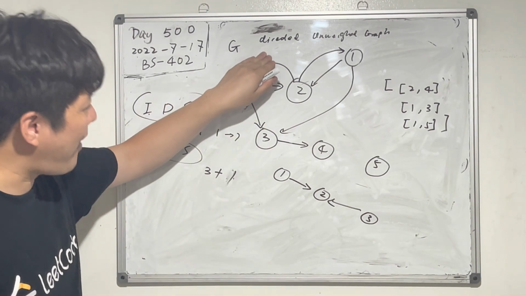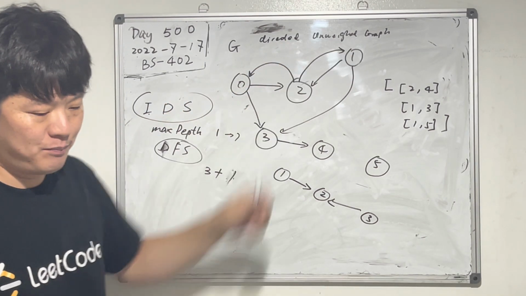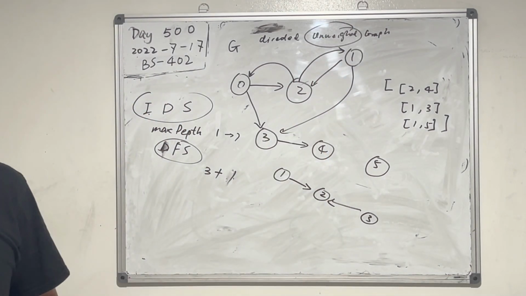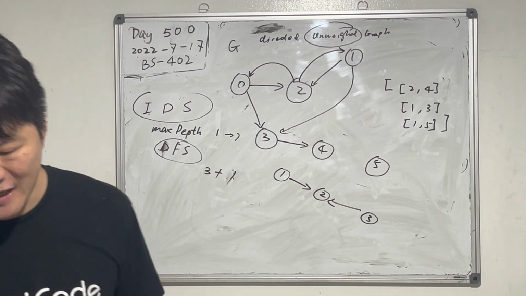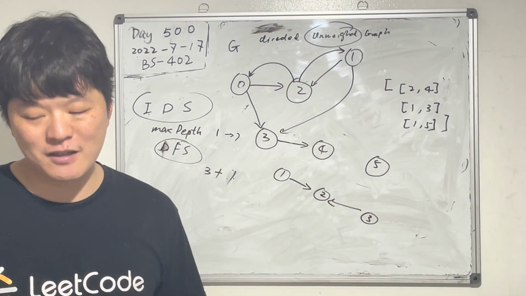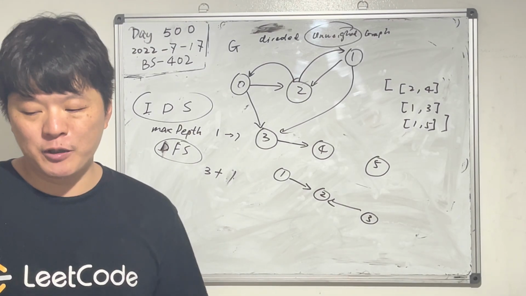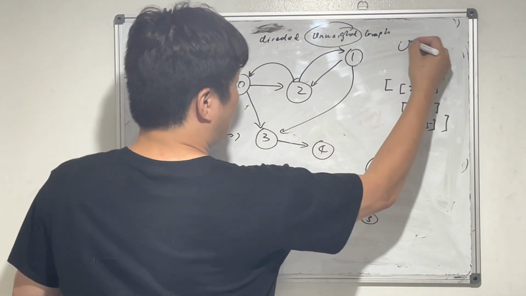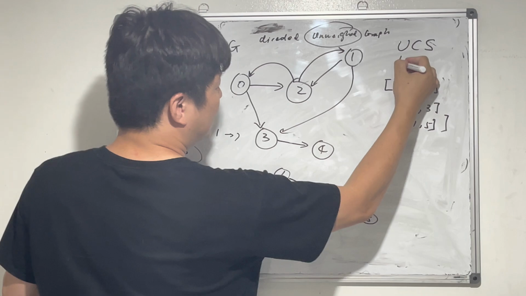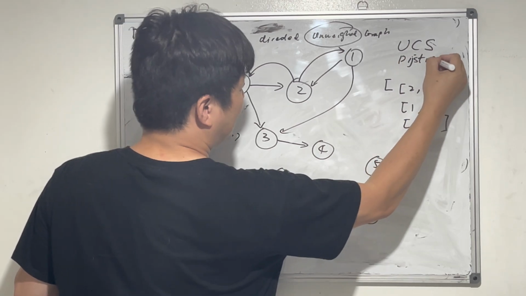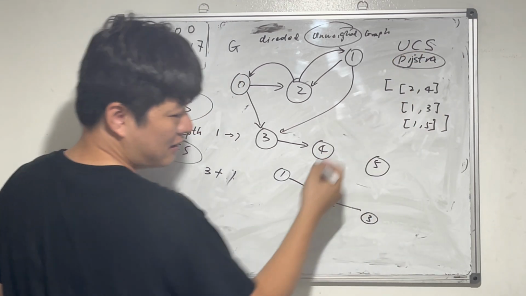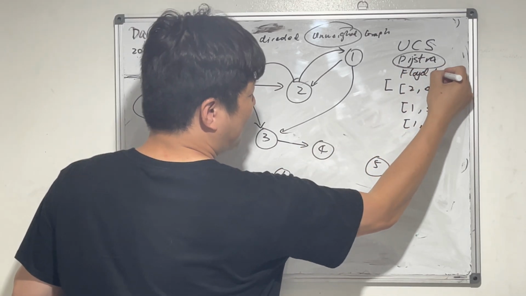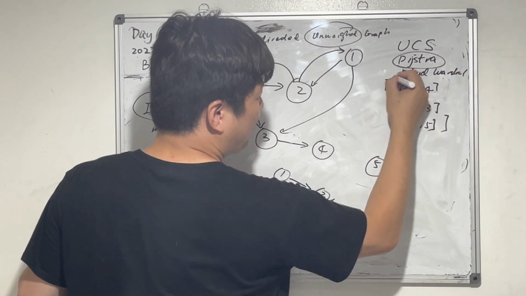But breadth search is more straightforward, because it's directed and unweighted. If it's unweighted, it means that we can use breadth search. But if it's weighted, then we can't use breadth search. If it's weighted, we probably need to use uniform cost search. Yeah, uniform cost search, we talked about that. Dijkstra, we will talk about that. And then Floyd. We talked about that yesterday, remember? Floyd Warshall.